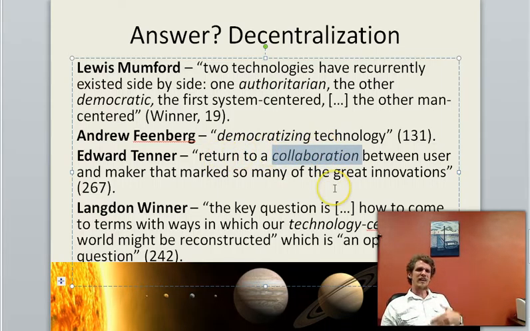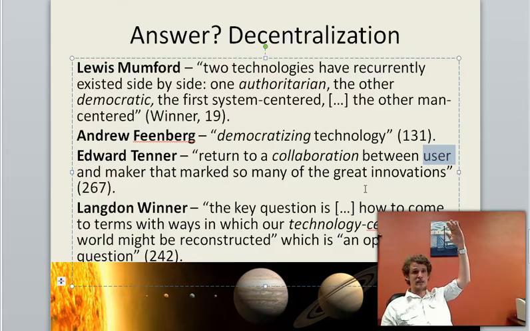So a way of collaborating in terms of technology, or a way of decentralizing it, would be to allow for there to be a conversation between the people who design and the people who have to use, as opposed to a monologue, a direct transmission from people who make to the people who use without having the user in the discussion. Here's a final quote from Langdon Winner. He said, "The key question is how to come to terms with ways in which our," big word, "technology-centered world might be reconstructed," which is an open question. That is the open question.